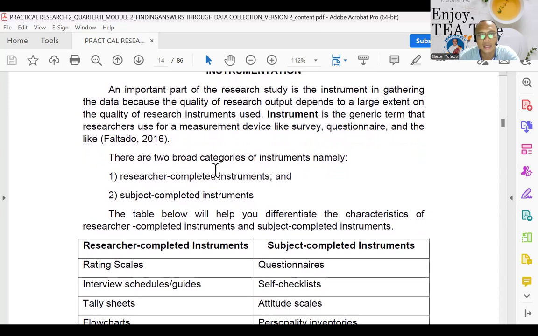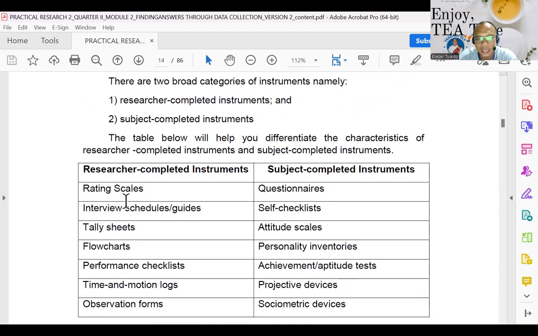There are two kinds, broad categories, but they are not defined here. So I will have to stop sharing this and go to that definition. Researcher completed. If you take it at its term, who completes it? The researcher. In subject completed, most likely your respondents complete the instrument. There are many examples here. You can go through the examples. Researcher completed and subject completed instrument.